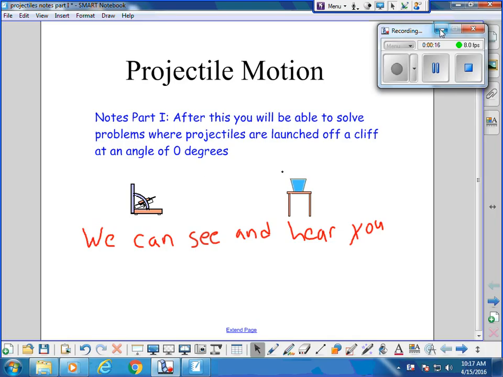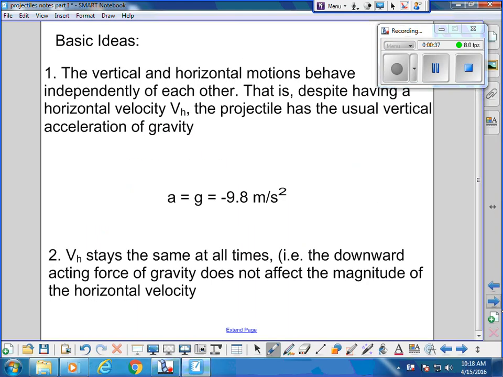Okay, so when I'm talking about projectiles launched off a cliff at an angle of 0 degrees, I always think of it as sort of the stuntman driving a car off a cliff kind of thing, right? So that kind of thing. So the launch angle is 0. Okay, let's begin. The next few slides are notes if you want.